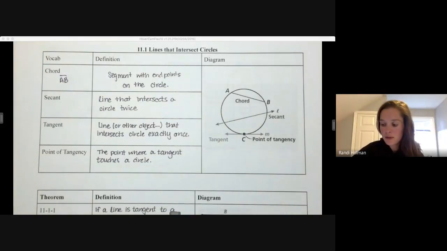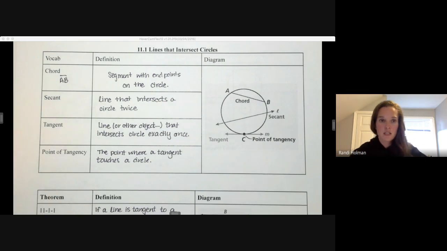Welcome. In this video, we're going to be looking at 11.1, which is all about lines that intersect circles. And we are going to be looking at some different types of lines, segments, and how they relate to circles. So to start off, let's just define a few of these different ones.